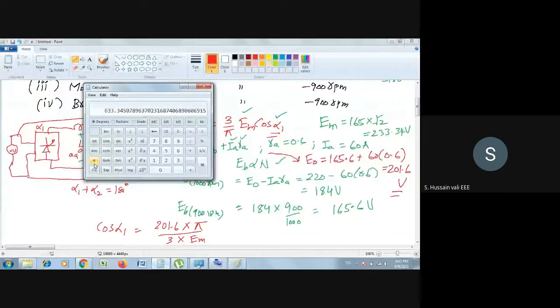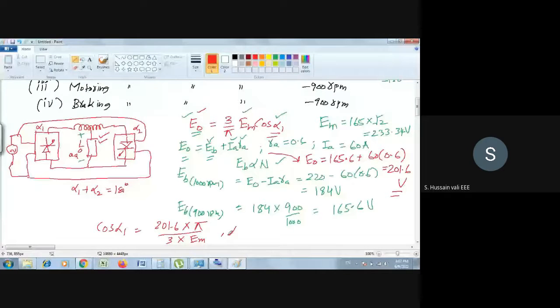Then what is alpha 1 from this? If it is 0.9, what is alpha 1? 25.2. So from this we got alpha 1 equal to 25.2. Then what is alpha 2? Alpha 1 plus alpha 2 is 180. So we can find alpha 2. If you subtract that, how much? 154.8. That's it. So we got alpha 1 and alpha 2 for the first problem.